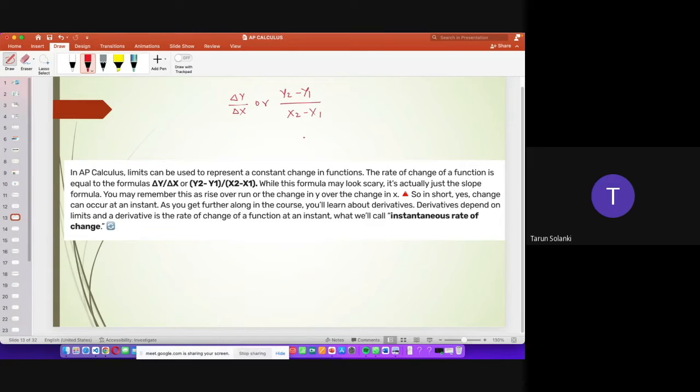Change can occur at an instant. As you get further along in the course, you'll learn about derivatives. Derivatives depend on limits, and the derivative is the rate of change of the function at that instant. So we call this the instantaneous rate of change. We'll see examples based on those later.